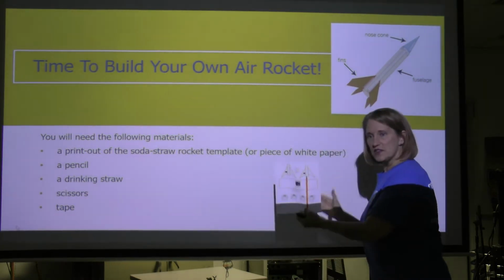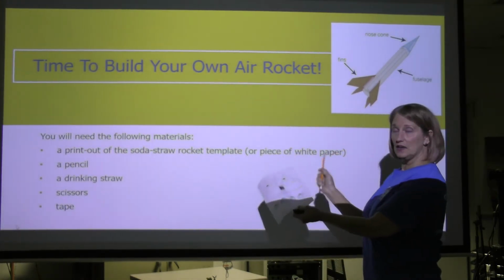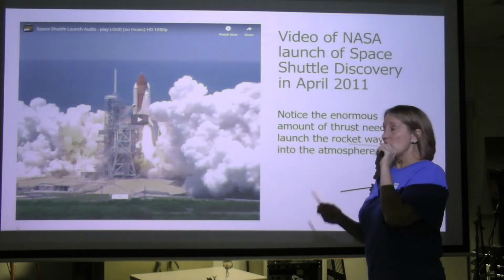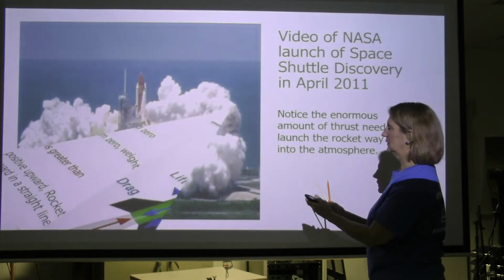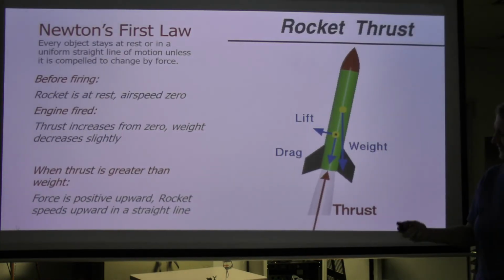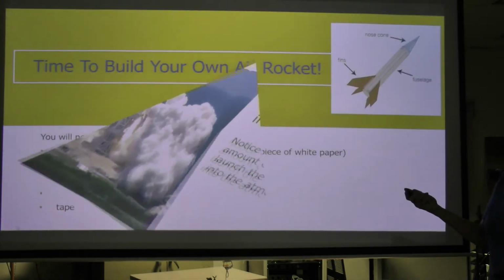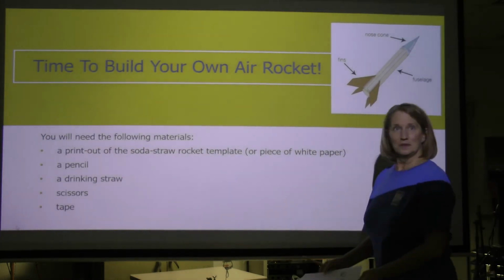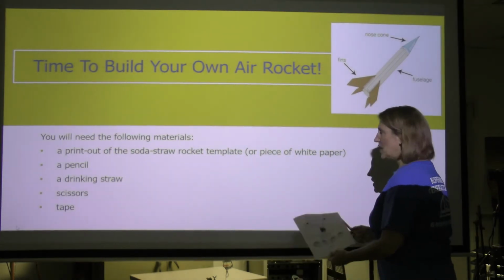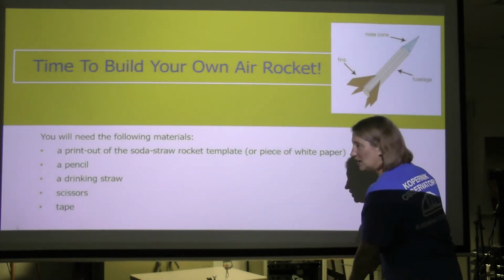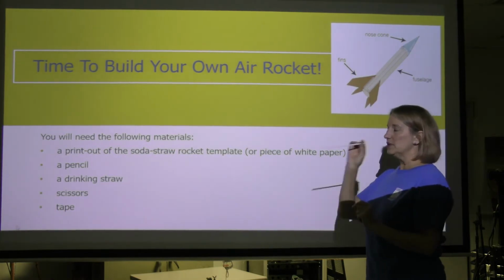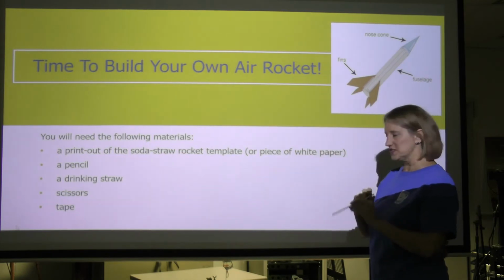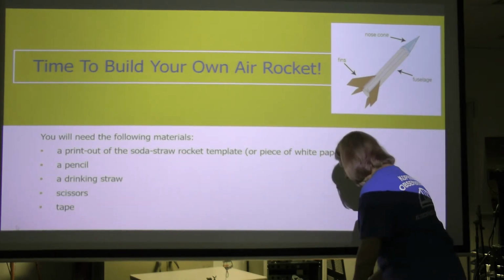Now the thrust that we're going to use to make our rocket go will be our mouths, will be air. It's an air rocket. The thrust for our rocket will be air, and so when we have our rocket built, we will blow through the straw, and that will be the thrust to push our rocket out.